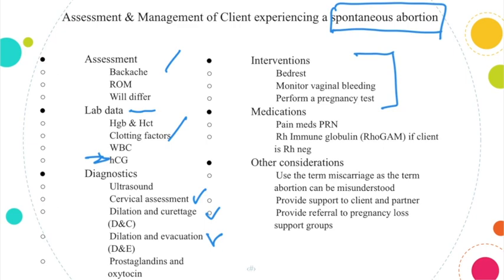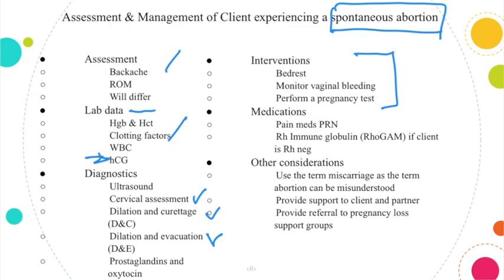Okay, so they're going to be on bed rest when they go home. We're going to monitor vaginal bleeding and we can perform a pregnancy test, again, depending on the gestational age. Give them pain meds if needed. Typically, they don't need an epidural because everything is very small. But again, if you're at 20 weeks or 19 weeks, that's very different than if you're at 6 weeks. So it's very specific to your patient.